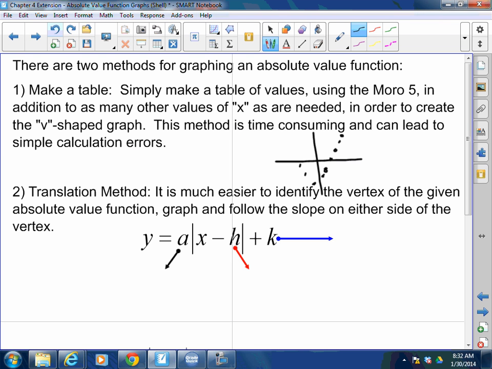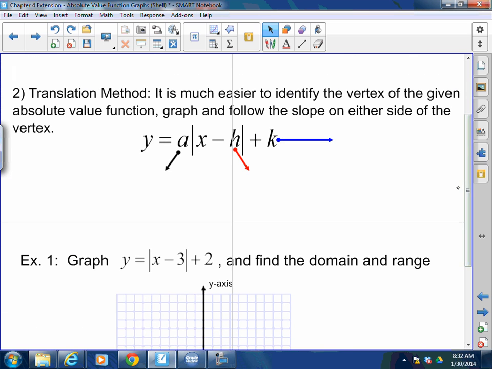Who knows how long? Sometimes you get a V in four points. Sometimes it takes 7 points. Sometimes it takes 9 points. And you have to guess which one it is to make the V. So you can do it. I do not suggest it. I suggest the translation method. It is a much easier way to identify the vertex of the given absolute value function graph and follow the slope on either side of the vertex.